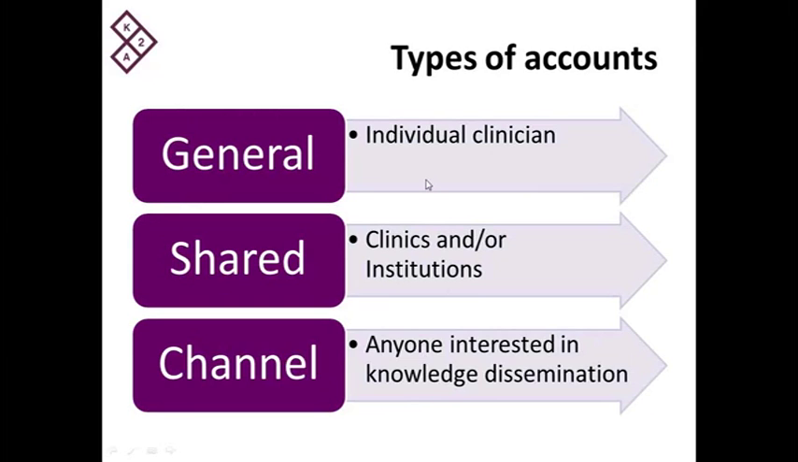So for K2A, there are 3 different types of accounts. There's a general account, which is intended for the individual clinician. There's a shared account that is intended for a full clinic or institution. And then there is a channel account, which is intended for anyone interested in knowledge dissemination. And primarily, we are looking at the knowledge translation agencies to be channel users. But as OSCAR service providers, this can also provide a new way to organize your client base and be able to send information like bulletins to them, so that it reaches them where it's valuable most, and that's within their EMR.